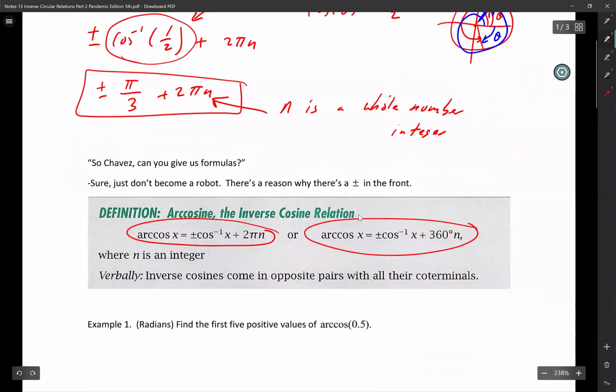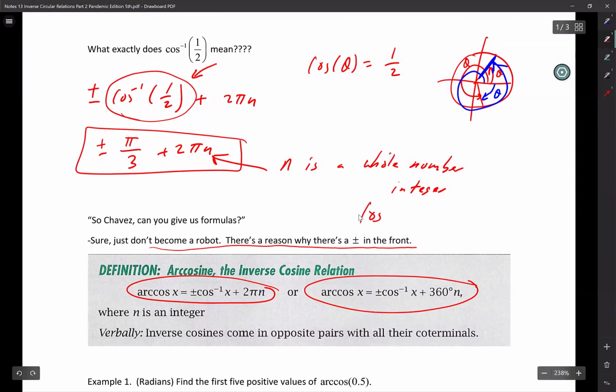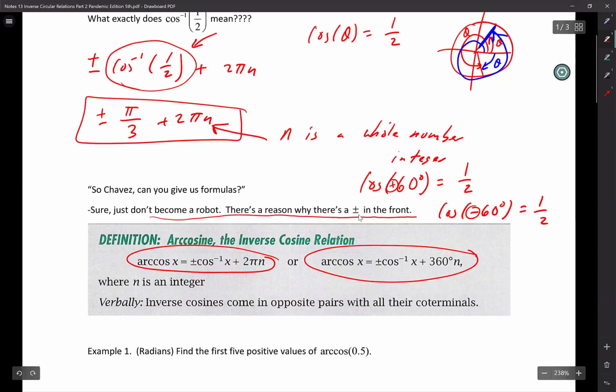So then I put a little statement here. Just don't become a robot. There's a reason why the plus minus is in the front, and remember why that is. Because if we're in degree mode, cosine of 60 degrees, I meant to put a 0 there, cosine of 60 degrees is going to be a positive half. But so is cosine of negative 60 degrees. That is also a positive half. So that's why we have the plus minus, because this one's a plus and this one's a minus when we're doing the inverse of it. So hopefully that makes sense.